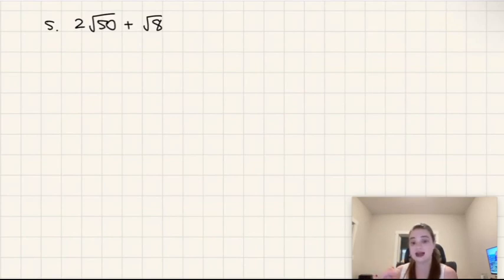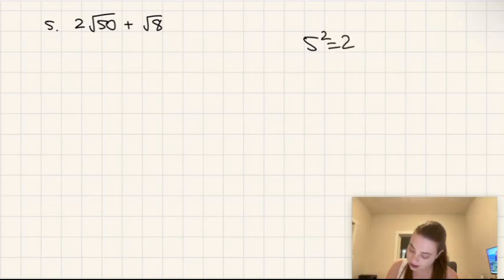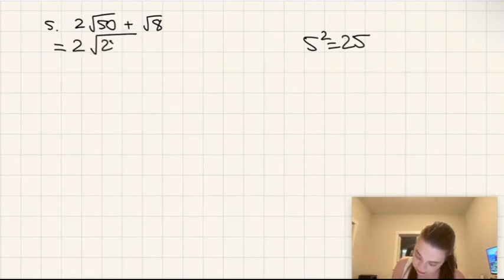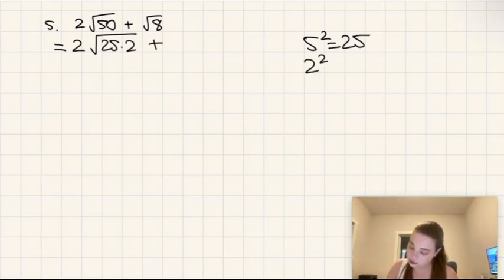Now, both root 50 and root 8 have at least one factor that is a perfect square. So for 50, let's start with that one. We know that 5 squared is 25, and that is a factor of 50. So let's do that. 25 times 2. And then for root 8, we know that 2 squared is 4, and that 4 is a factor of 8. So this is the same as square root of 4 times 2.